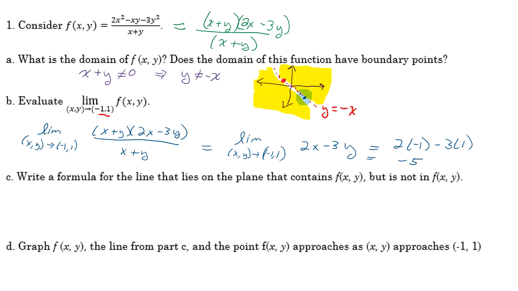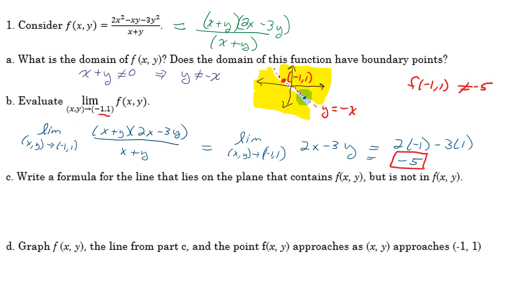Okay, so I didn't have to prove every single path approaches this point, but it would be true that if I looked at every path approaching the point negative 1, 1, the outputs are going to approach negative 5. The outputs on that surface are going to approach negative 5, even though it never is negative 5. Like f of negative 1, 1 is not negative 5 because it's not in the domain. That point doesn't exist on the surface, but everything approaches that point on the surface.